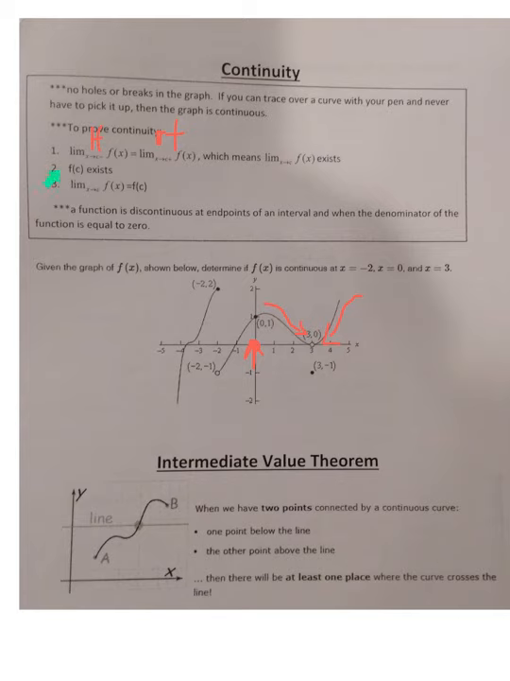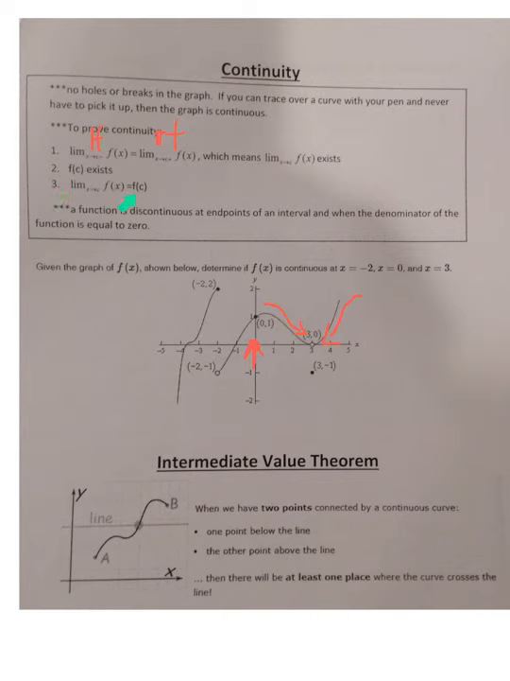Now let's go to step 2. It says f of c exists. So f of 3. So let's look and see what f of 3 is. Well, f of 3 is -1. That works. So I can check off number 1 and I can check off number 2.